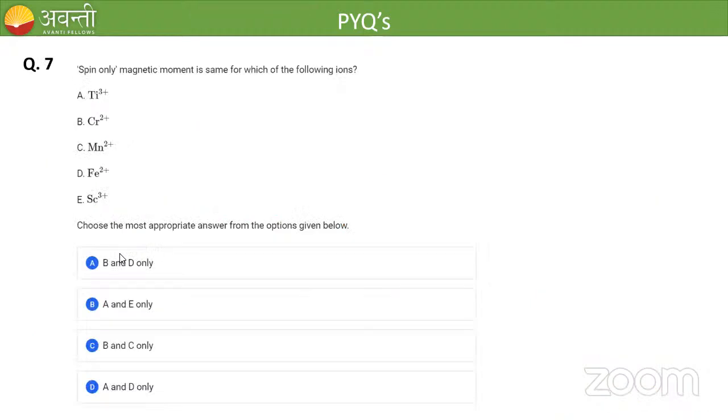The spin-only magnetic moment is same for which of the following ions? Find out the answer. Take your time and find out the answer. Very easy question.